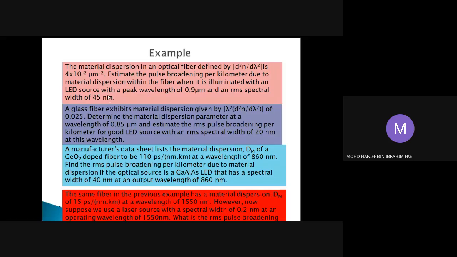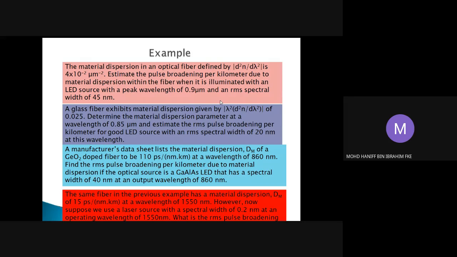Estimate the pulse broadening per kilometer due to material dispersion within the fiber when it is illuminated with an LED source with a peak wavelength of 0.9 micrometer and RMS spectral width of 45 nanometer. Basically, you need to find out the value of pulse broadening per kilometer due to material dispersion, when we have an LED source with this peak wavelength and RMS spectral width.